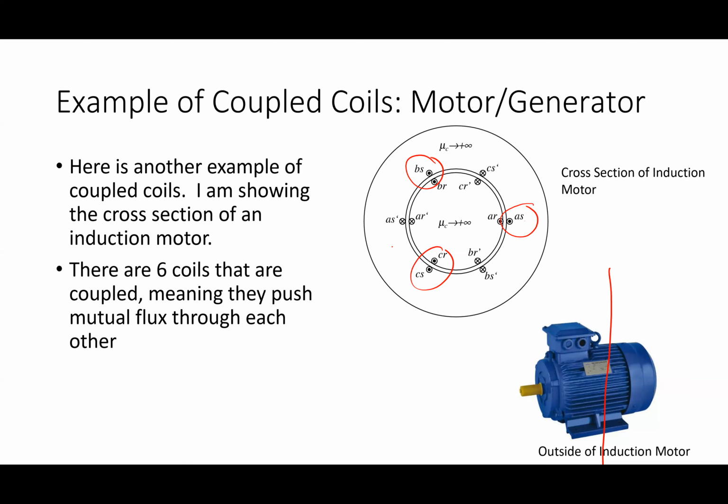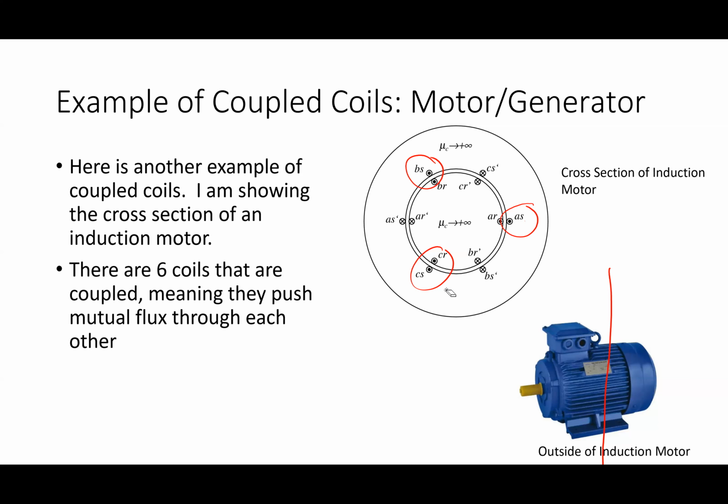And there's also this: S here means stator, basically a stationary piece, and R means rotor, or rotating piece. We'll talk about what those terms mean later, but this is a classic situation. I've got 6 coils that are all pushing mutual flux through each other. That's a term I'm using for the first time, mutual flux.